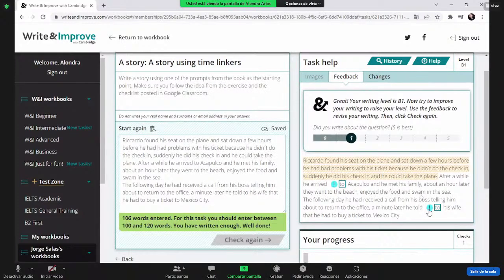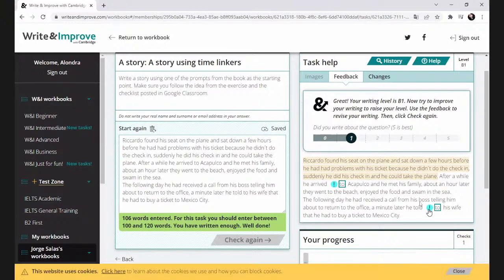Ajá. En español tú usas él le dijo a tal persona. Pero en inglés en algunas partes se suele omitir el a. So sí está bien decir he told his wife. Oh, no es necesario el a. Eso sí lo he visto en varias ocasiones. El de arrive at Acapulco no lo había visto.